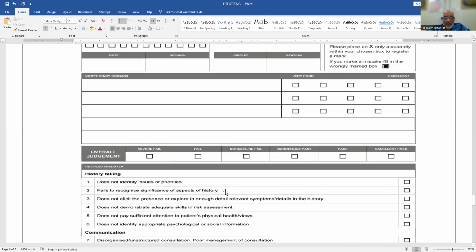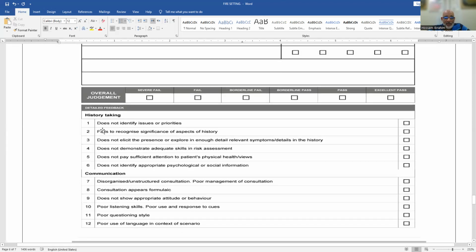Yes, doctor. Thank you. So let's see the history taking points. Does not identify the issues and priorities: you did. Does not recognize significance of aspect: now you forgot some important aspects like the past history, the impact, coping, and risk, so this might not be scored for you. Does not elicit the presence or explore enough detailed relevant symptoms and history: borderline, this also might not be scored for you. Does not demonstrate adequate skills in risk assessment: did you ask me about self-harm? Yes, I asked. Okay.